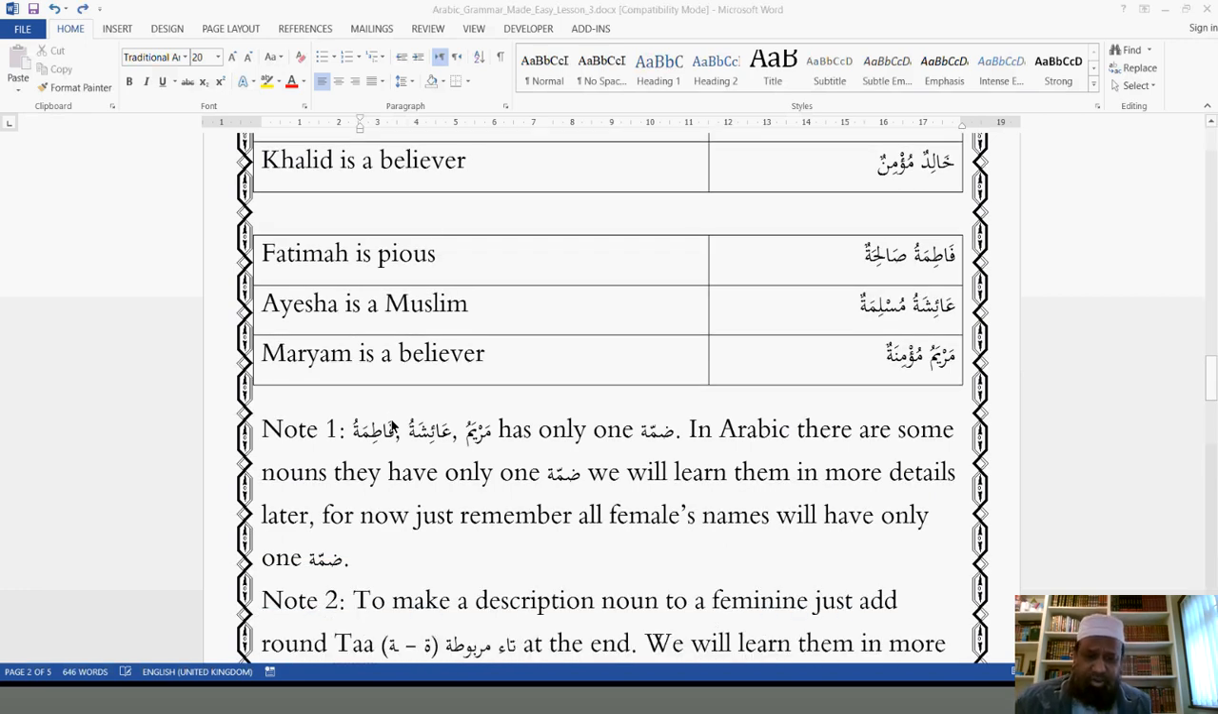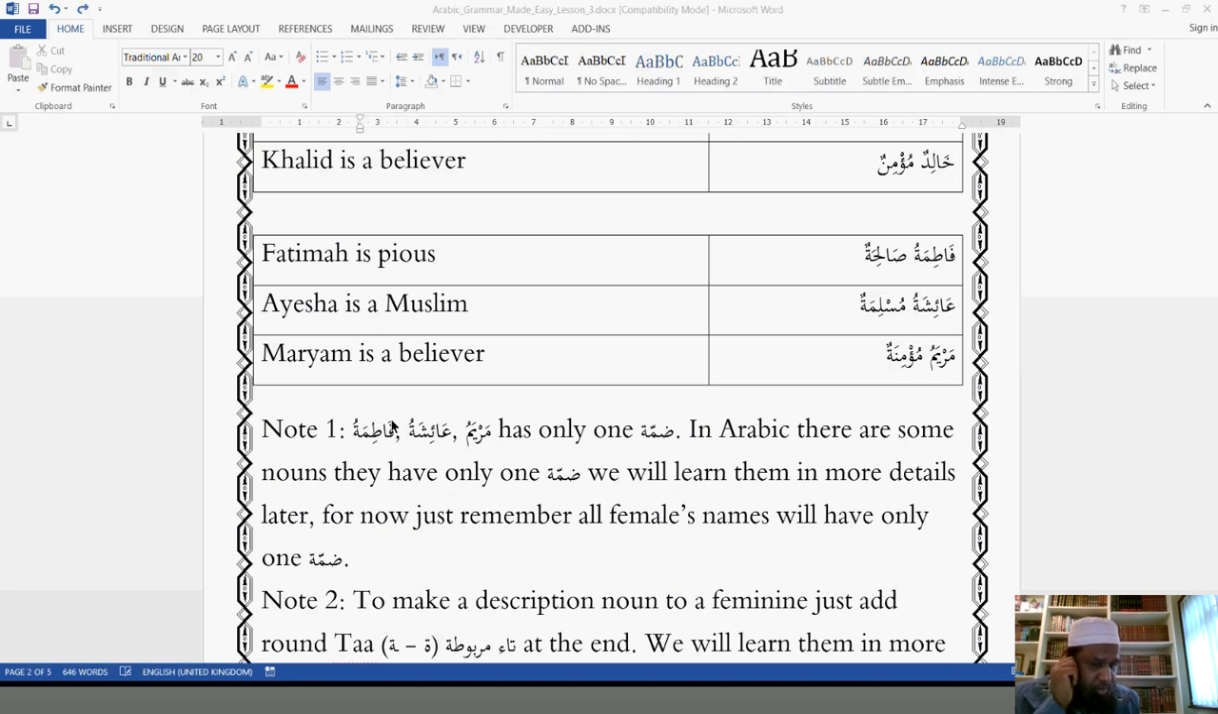For now, just remember all females' names will have only one dhamma. Just remember that. Why is it, how is it? We'll learn later on. So this is a tip. All females' names will have one dhamma. Aishatu, Fatimatu, Maryamu, these are female names, one dhamma.